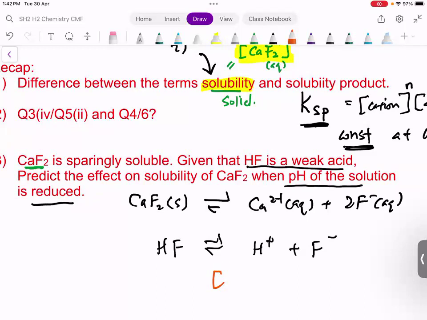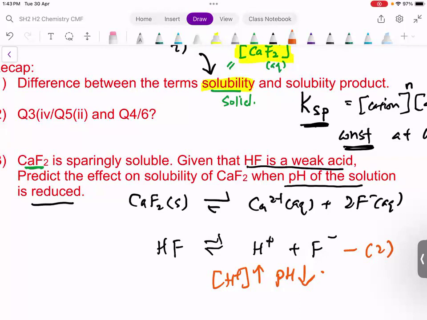So when I say pH is reduced, what does that mean for the concentration of H+? It goes up. So the concentration of H+ will go up when pH is reduced. Okay, so when H+ goes up, what will happen to equilibrium number 2? Equilibrium number 2 will shift to the left, right?